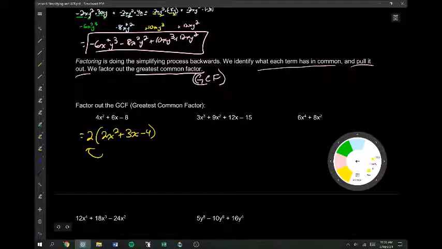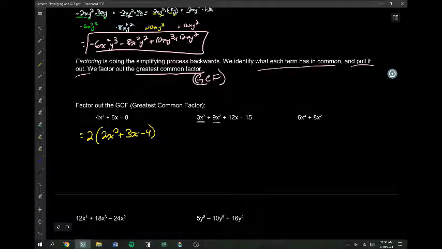And now if I wanted to redistribute to check, I could. If I redistribute, I'd get 4x squared plus 6x minus 8. But I factored out the 2. 2 was the greatest common factor, so I pulled it out of everything. Okay, this might seem like a bit much, but stay with me. We'll do several examples.